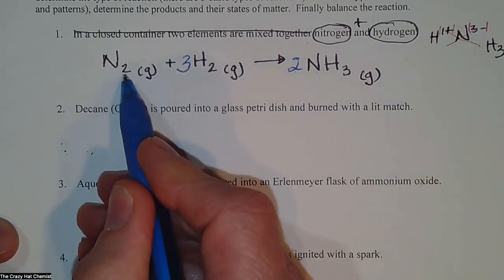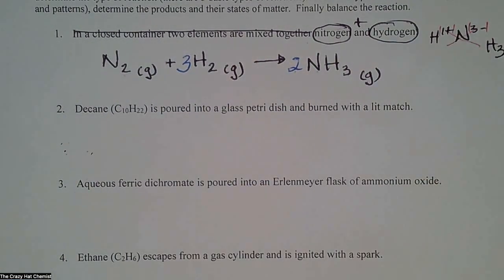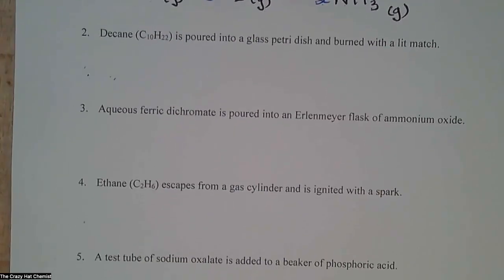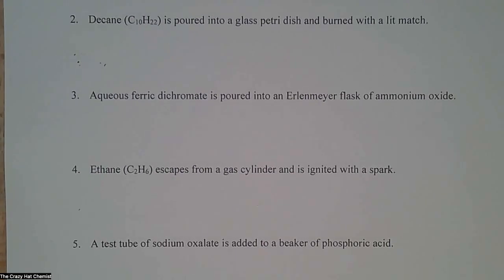There's 2 nitrogens and 2 nitrogens. Oh my gosh, perfect. That's balanced. That's for our first combination reaction. All right, fantastic. Now what we're going to do is the next one. So I'm going to move this up just a little bit so you can see the next problem right there.